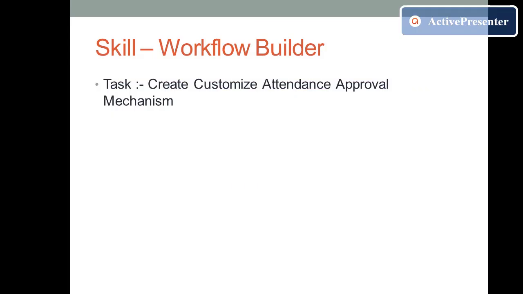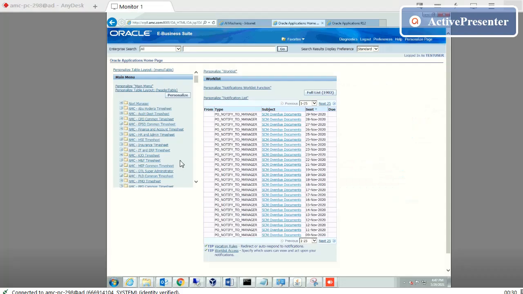The next topic is how we can use Workflow Builder. So the assignment is how we create a customized attendance approval mechanism. So let me start. First I will tell you we achieved this one. I will show you here. This is our hardware interface. Let me check where I have done it.